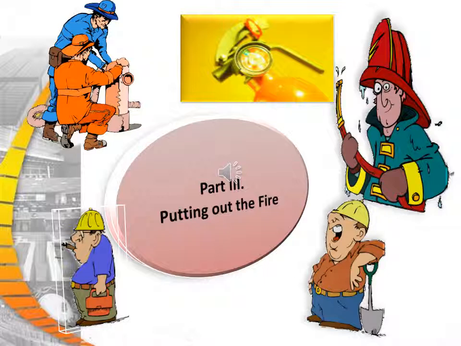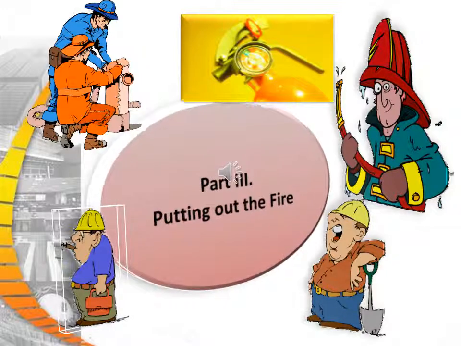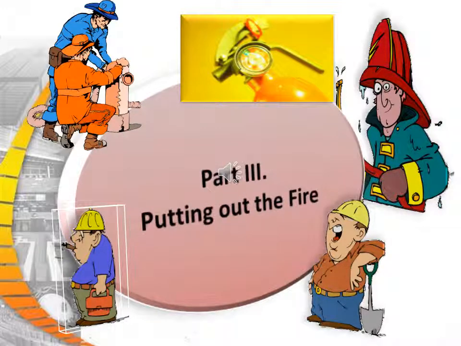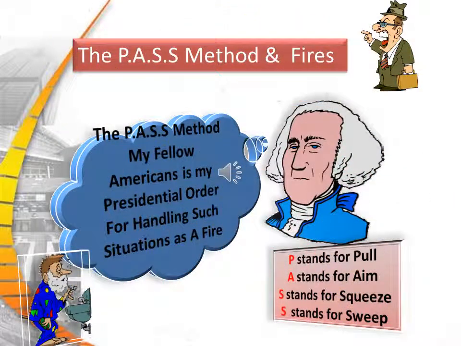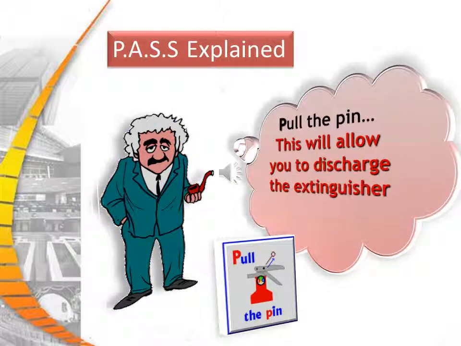Part 3. Putting out the fire. My fellow Americans, I cannot tell a lie. The PASS method stands for P for pull, A for aim, S for squeeze, and S for sweep. Remember, P stands for pulling the pin. This will allow you to discharge the fire extinguisher.